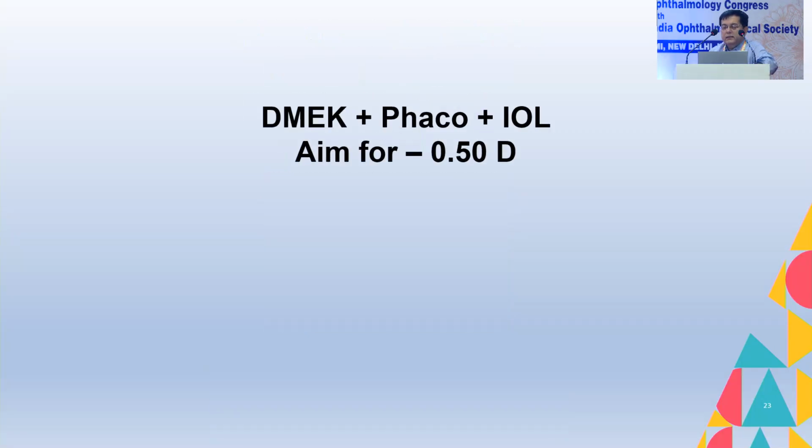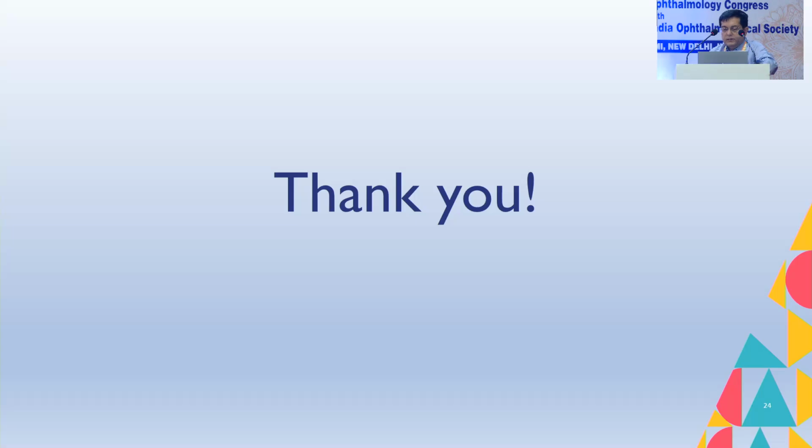In DMEK again the calculation is a little similar, but here the hyperopic shift is just about plus 0.5, so you take a target of about minus 0.5. So DSEK and DMEK are a lot simpler than a PK. Thank you for your patient listening.